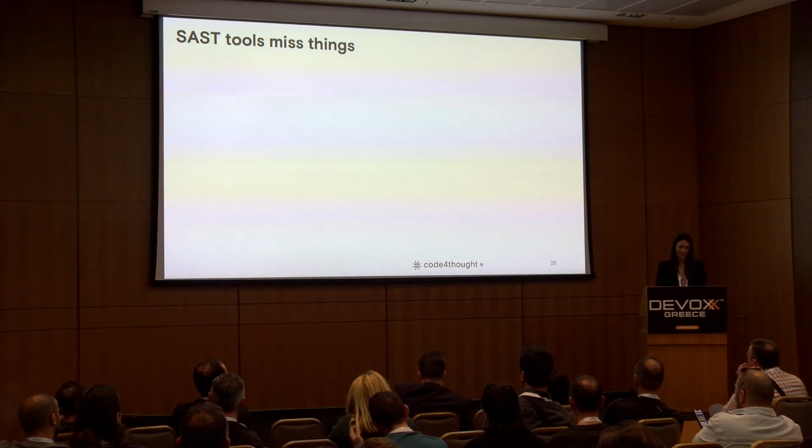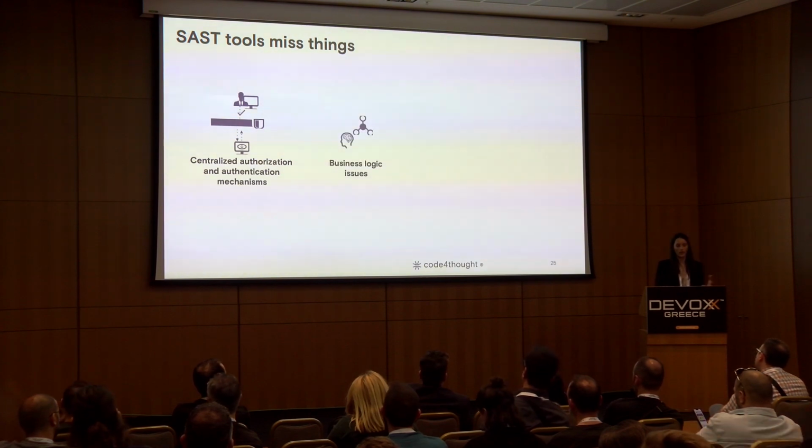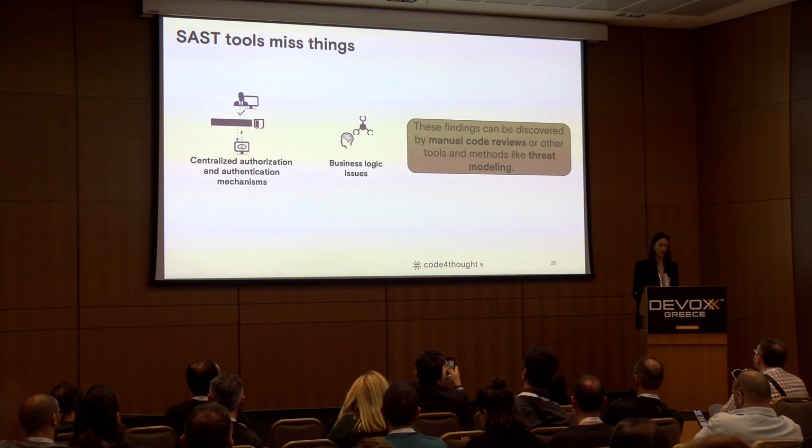What is more, SAST tools miss things. For example, they cannot identify design problems, or they cannot identify business logic issues, but this can be handled with other methods like manual code reviews or threat modeling.